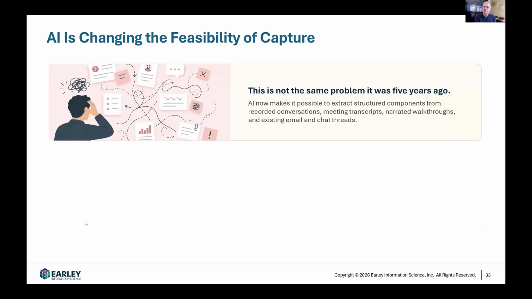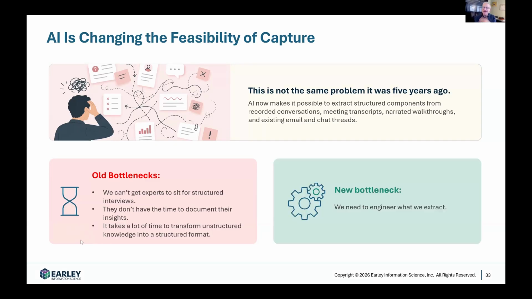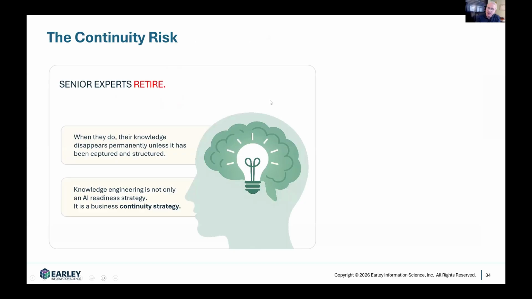This is not the same as it was 5 years ago, right? And we have the ability to take recorded conversations, meeting transcripts, narrations, walkthroughs, email, trouble tickets, all of those things, chat threads. And in the past, it was very difficult to get people to document stuff. People didn't have the time to do it, and it took a lot of time to structure it and transform it. Now we need to engineer it, right? We need to be able to record that information in the first place, and then we need to be able to structure it.